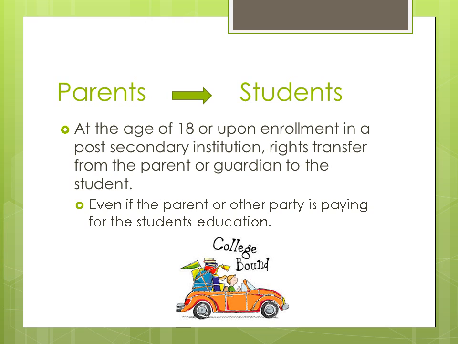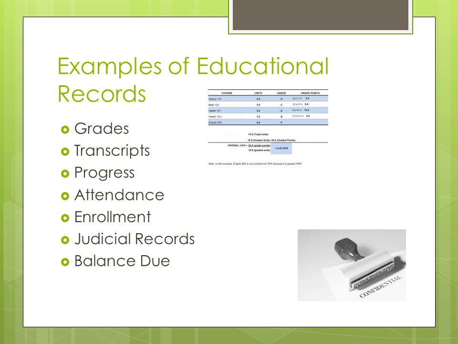It can also be hard for both parents and students to transition from high school to college. In high school, parents had access to all educational information and now they don't. This can take some getting used to by all parties. Some examples or types of protected information are grades, transcripts, academic progress, balance due information, class attendance, accommodations for disabled students, and academic judicial records.